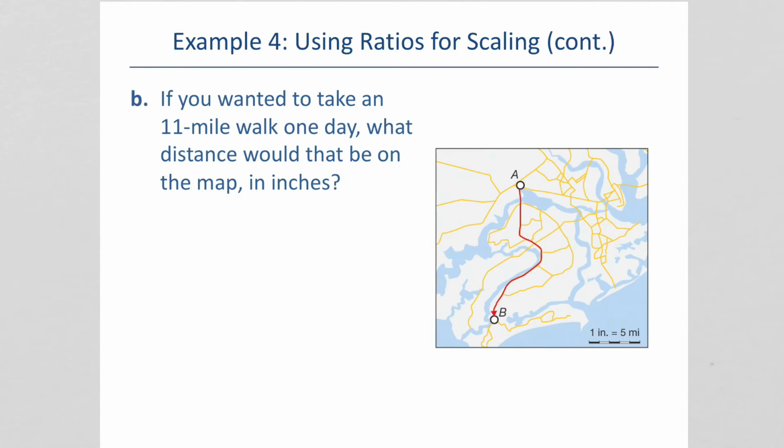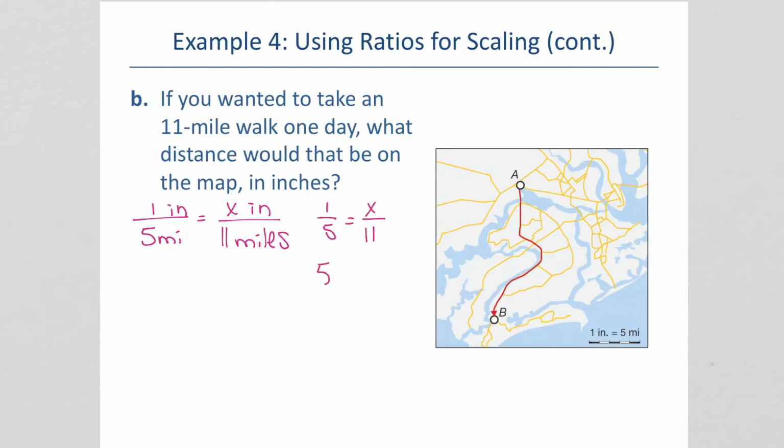If you wanted to take an 11-mile walk one day, what distance would that be on the map in inches? So again, 1 inch is 5 miles. And we're looking for inches this time. So x inches would be equal to 11 miles. And so we set it up: 1 over 5 equals x over 11.